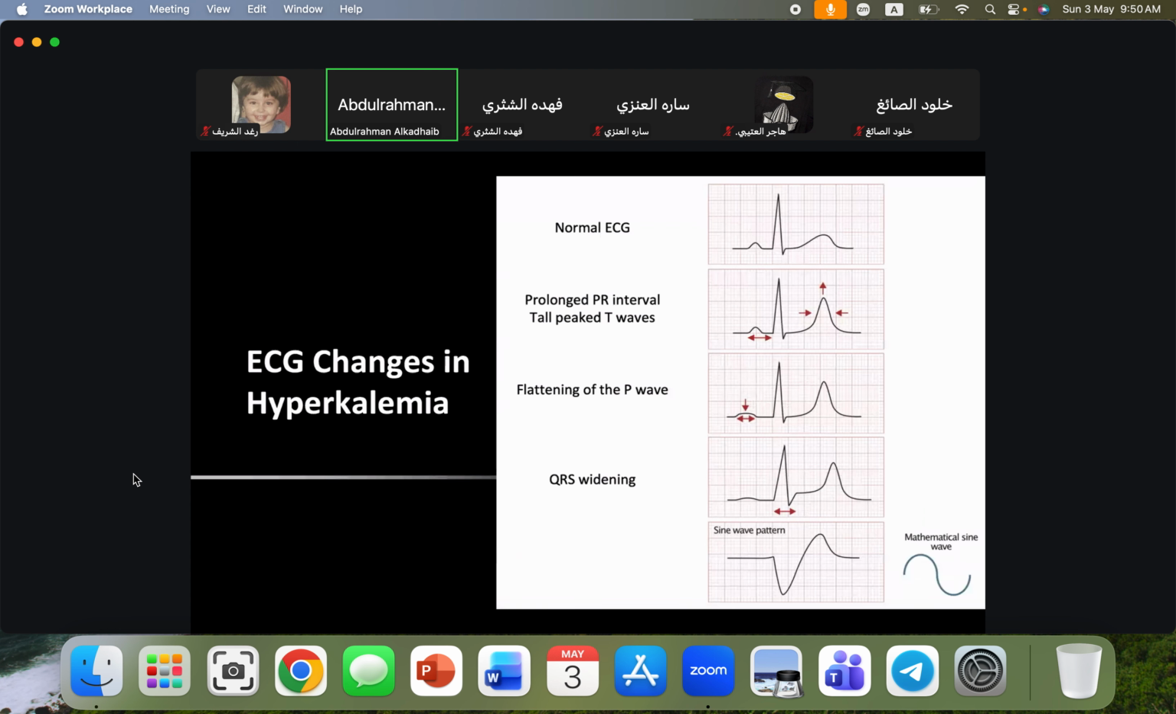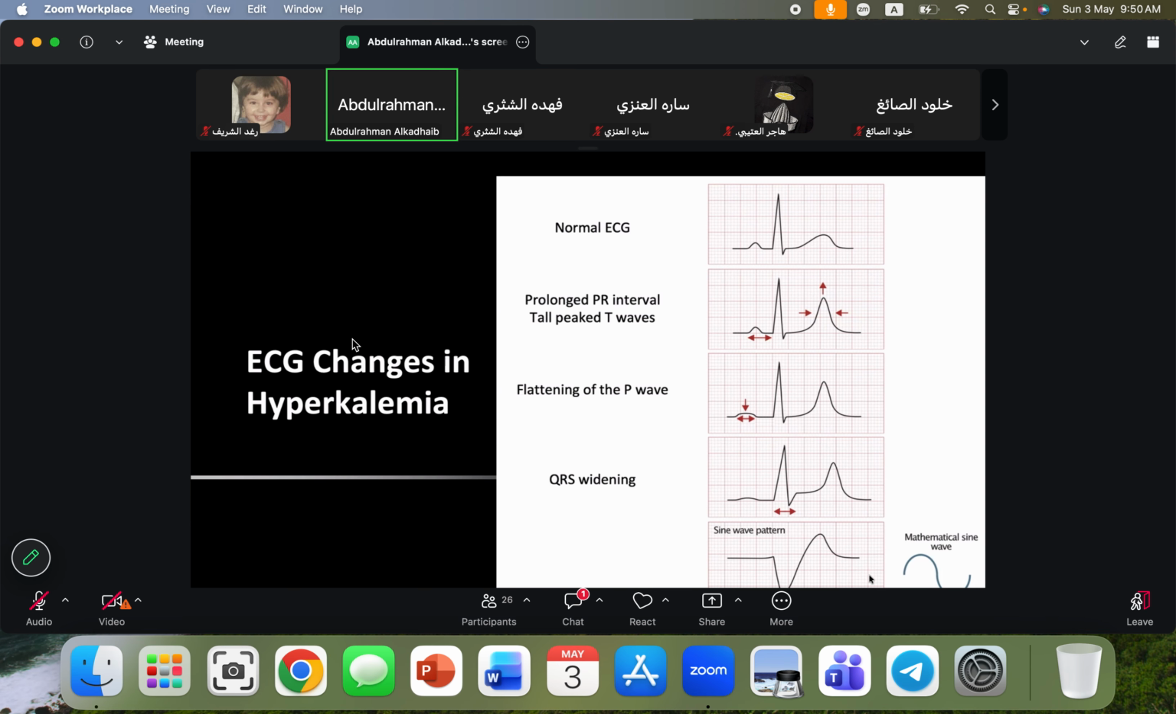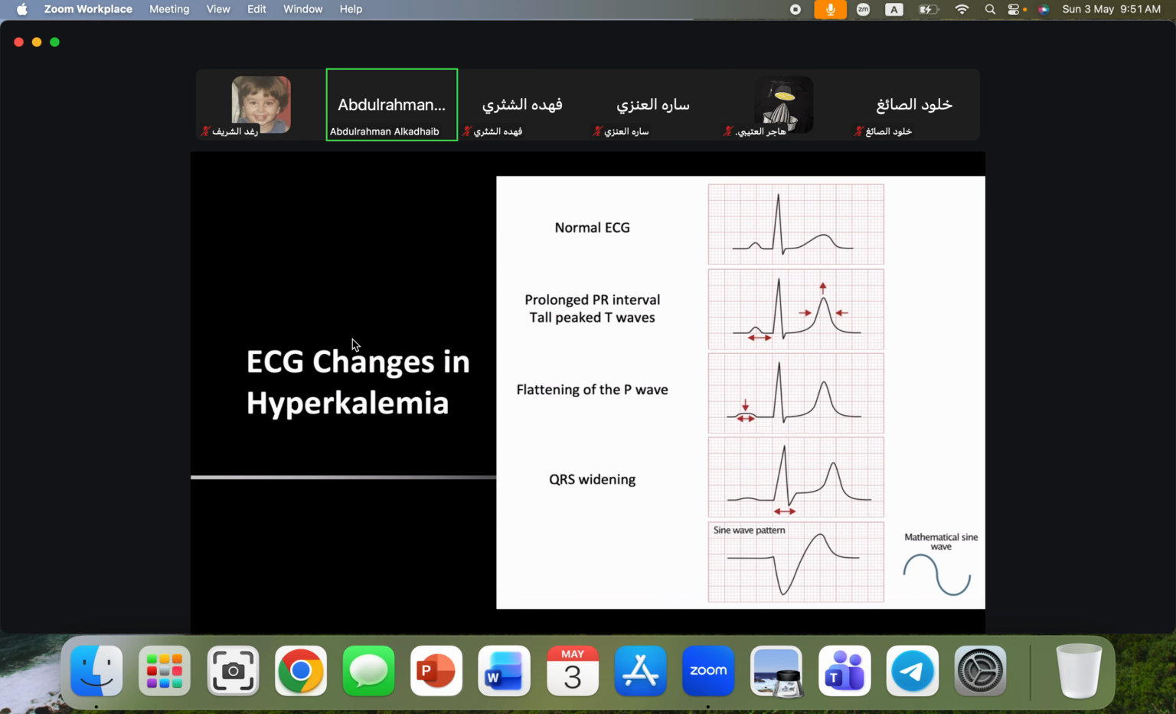So this slide just again summarizes the changes we talked about. The hyperkalemia, again, will cause tall or peaked T wave and flattening of the P wave as well. And in very severe cases, QRS widening. And in very severe cases, we may see the sine wave, which usually looks like the mathematical sine wave. And this is a very deadly finding or a rhythm. Once we see this, usually we anticipate possible cardiac arrest in those patients.